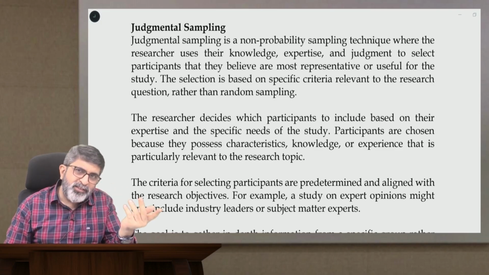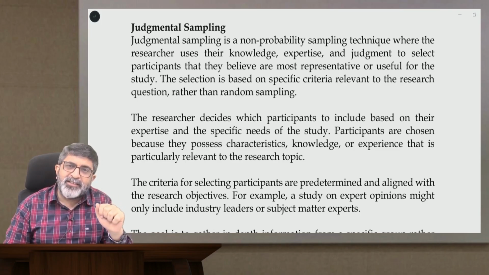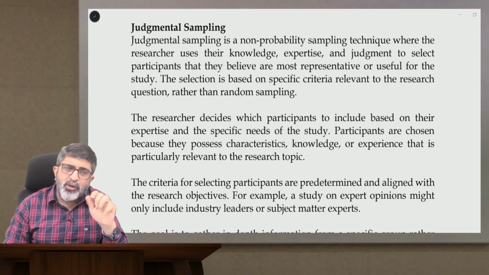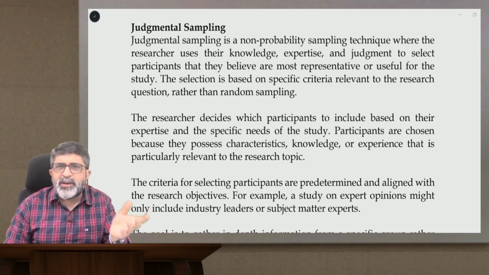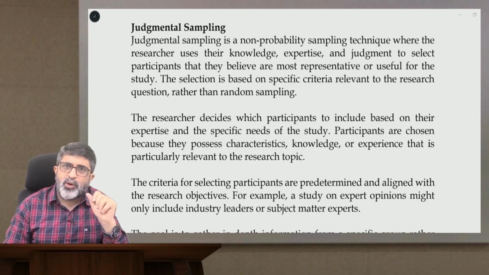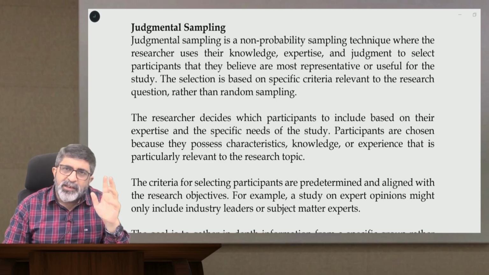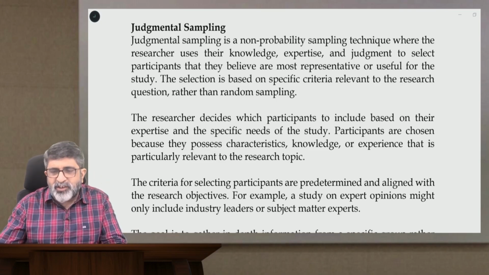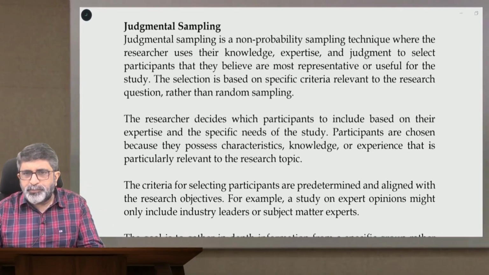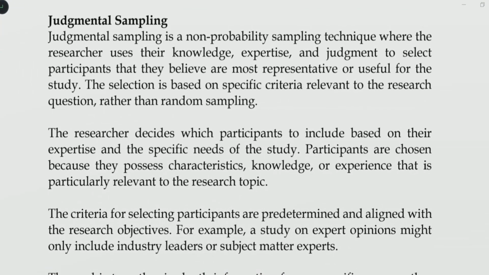So what is the drawback you see in this? There is a bias involved, right? Some kind of bias. It may be favorable, unfavorable, but there is a bias involved. You are having a judgment applied on selecting your samples. It is definitely not random sampling. It is what we call judgmental sampling. So let us read about this.